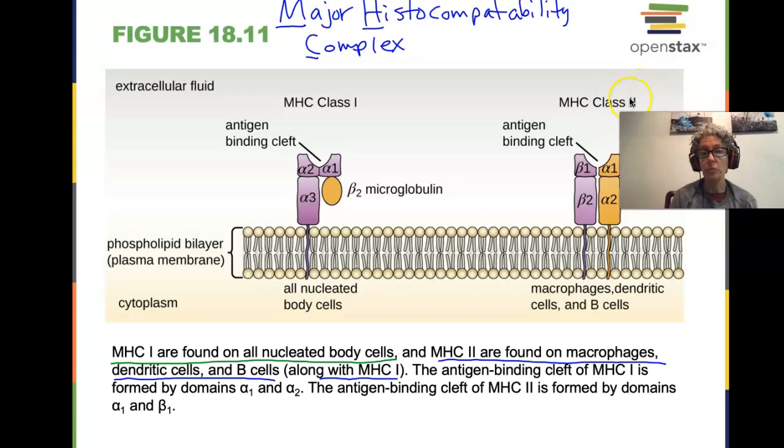MHC class 2 is only found on macrophages, dendritic cells, and B cells. So we have an alpha 1, 2, and 3 on the MHC class 1 with a single beta 2. The MHC class 2 has different proteins entirely. It still has a place where an antigen can bind, but it's got a beta 1 and 2 and an alpha 1 and 2. So 4 chains for each. The shape of them are different. The proteins are made out of different components. The antigens that they can bind are different.